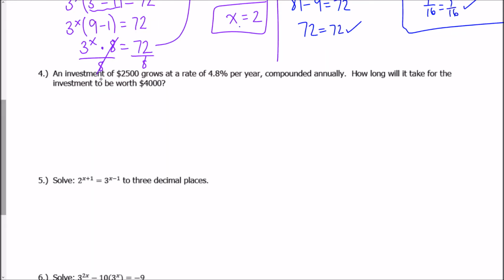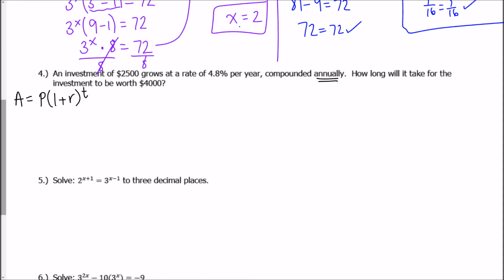All right, so for number 4, it says an investment of $2,500 grows at a rate of 4.8% per year, compounded annually. How long will it take for the investment to be worth $4,000? So if you remember from last year, we learned that compound interest when it's annual will be A, the principal, or A equals the principal times 1 plus your interest rate to the power of t.